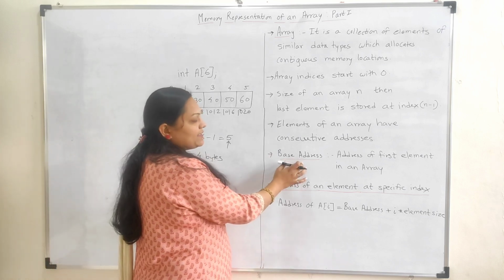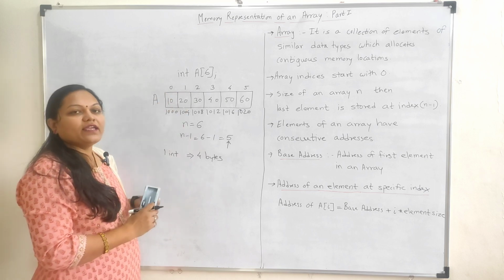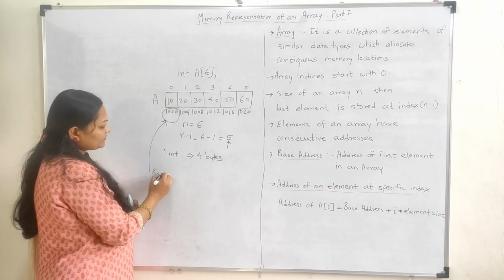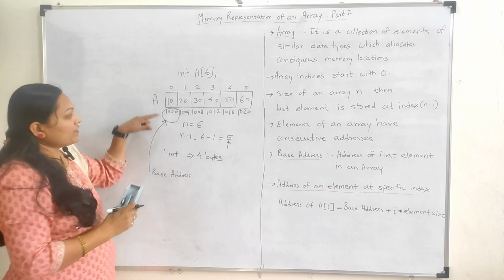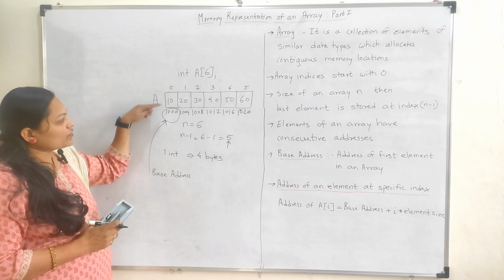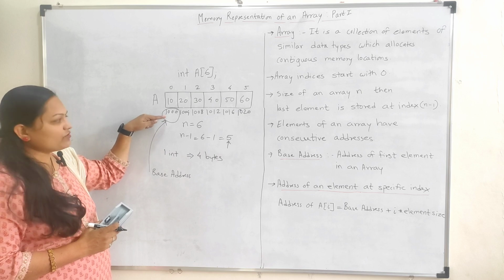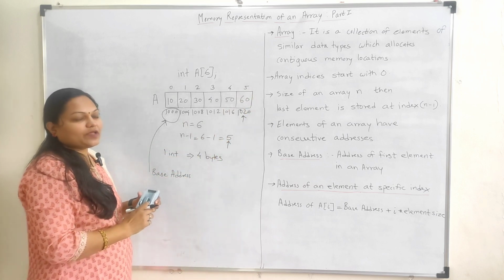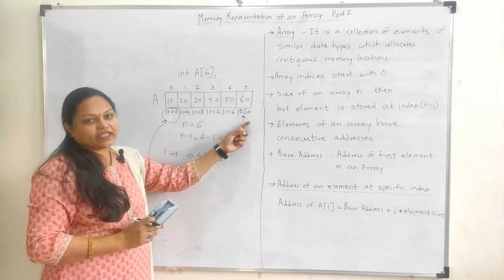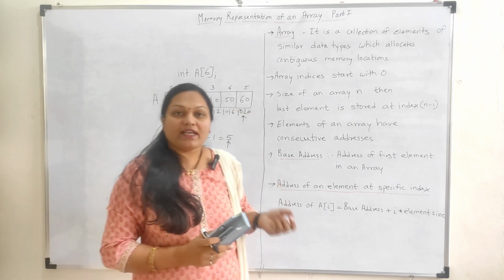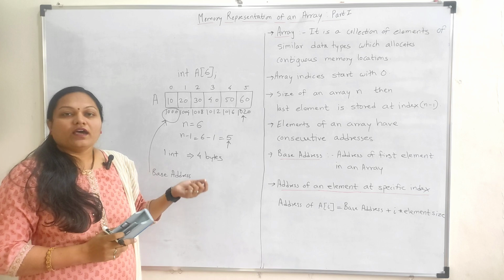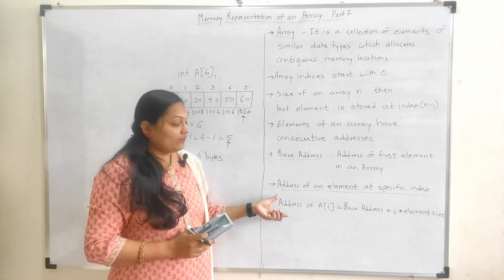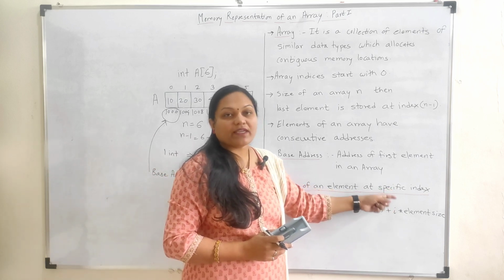In this way we can calculate the address of an element in an array. What do we mean by the base address? The address of the first element in an array is the base address. In this example, the first element's address is 1000, so this is our base address. To find the address of the 6th element, we need to add 4 bytes. But if there are 1000 elements in an array, can we use this logic? No, we cannot. For that purpose we have a formula, and by using that formula we can calculate the address of an element at a specific index in an array.